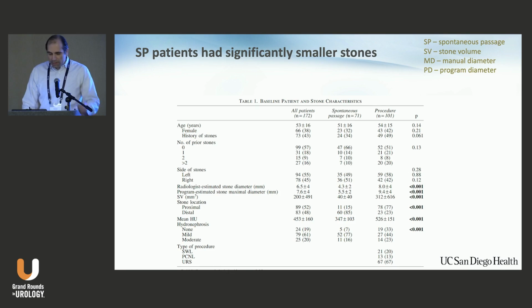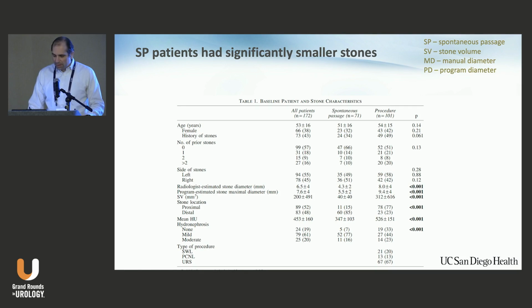So we in total had 172 patients, of which 71 spontaneously passed their stone within the 6-week mark. The cohorts were pretty similar in terms of demographics, gender, prior history of stones, laterality. I think some things to call out, obviously, this may make sense, that in the spontaneous passage group, the stones were smaller, right? So that makes sense.